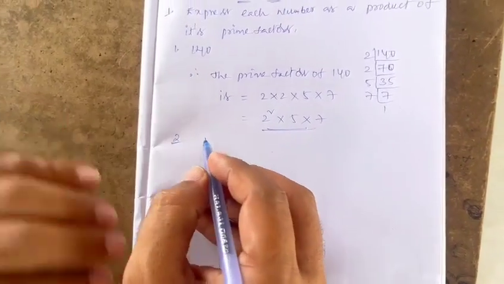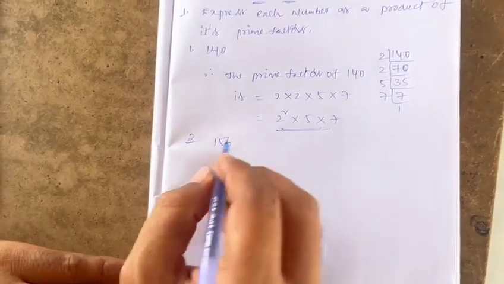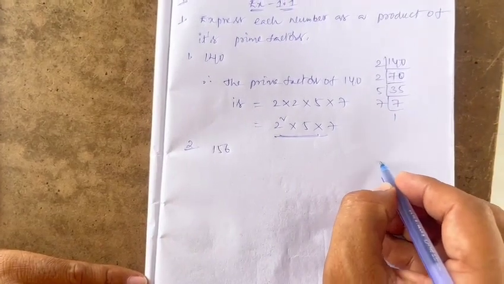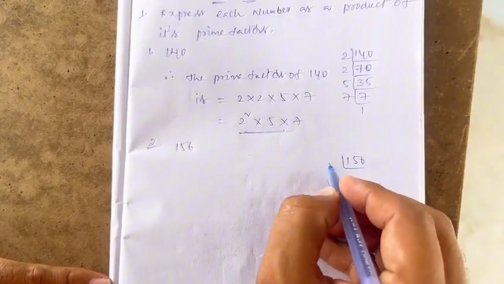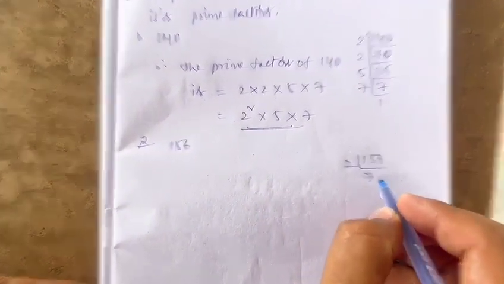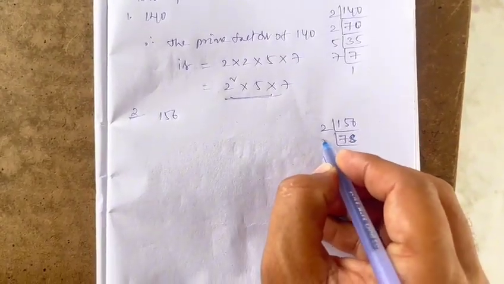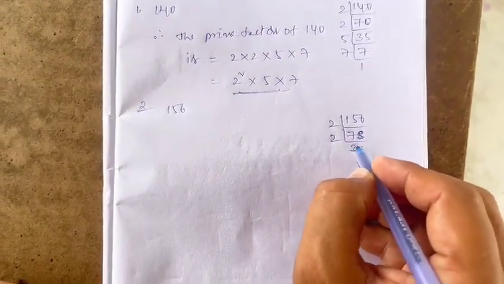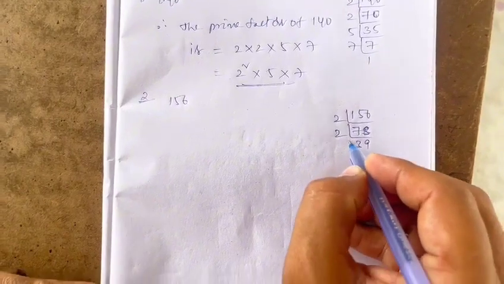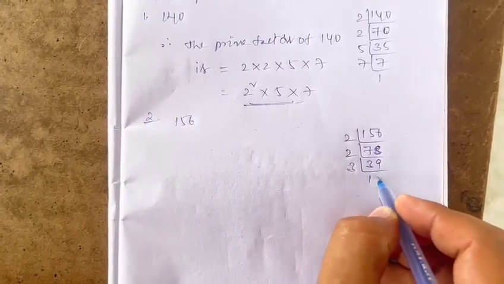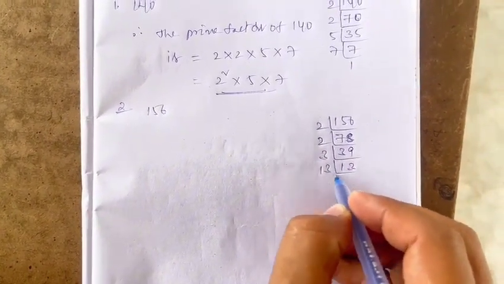Again, example 156. First, we again do LCM. In the 2 table, 2 7s are 14, 2 8s are 16. In the 2 table again, 2 3s are 6 and 2 9s are 18. Again, in the 3 table, 3 1s are 3, 3 3s are 9, 13 is a prime number.